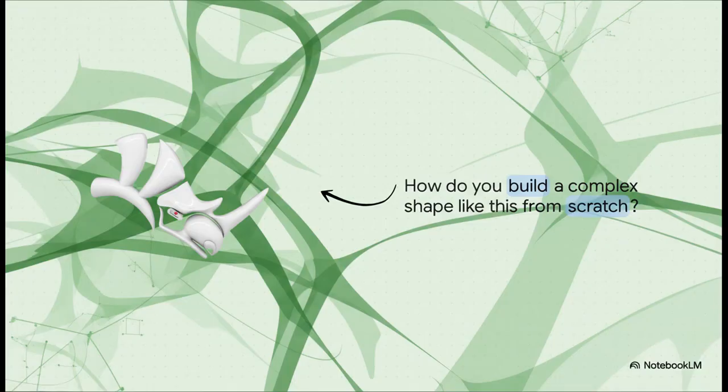I mean, just look at this thing. It's so intricate, so smooth. You've got all these surfaces flowing into each other. So how do you start? Do you have to meticulously sculpt every single curve and surface by hand? You could, but there's a much smarter way to work.